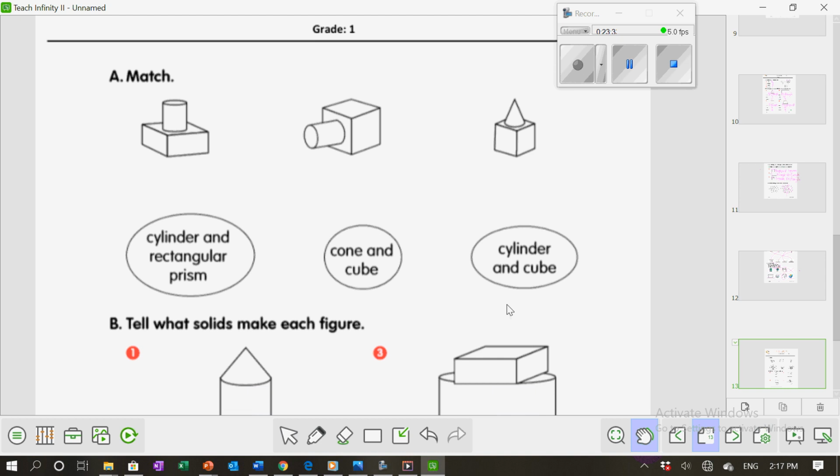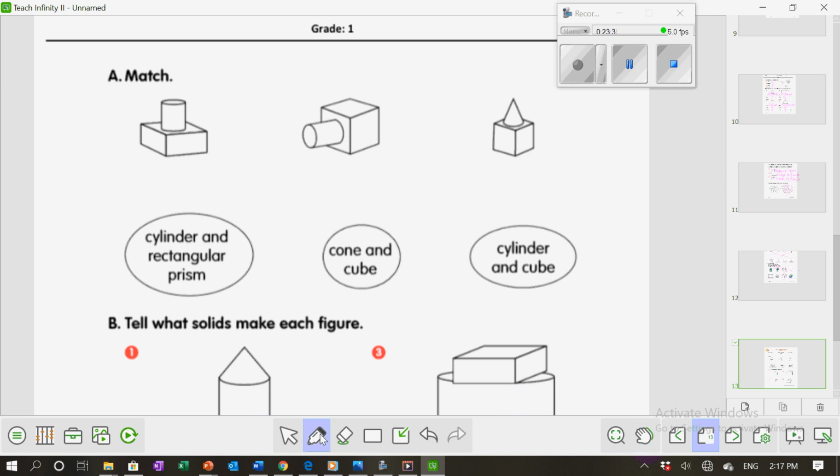Here it is. What did I put here for this shape? Excellent. I put a cylinder and a rectangular prism. What did I put here to make this shape? Excellent. I put a cube and a cylinder. What did I put here to make this shape? Excellent. I put a cone with a cube. So easy.